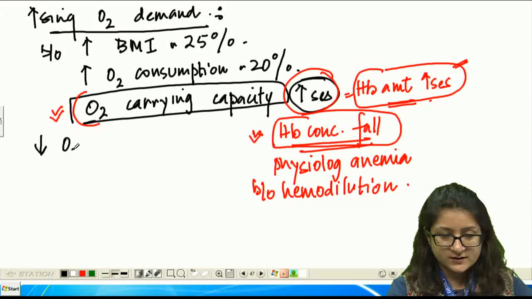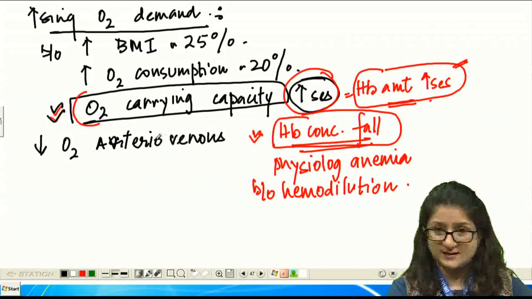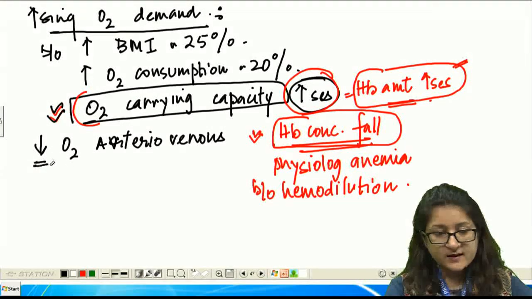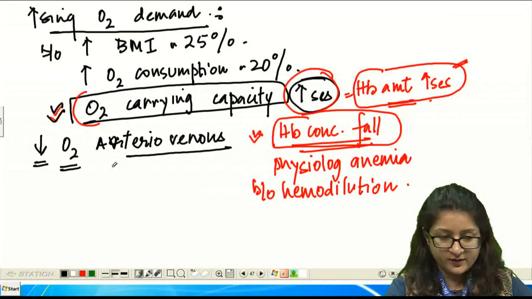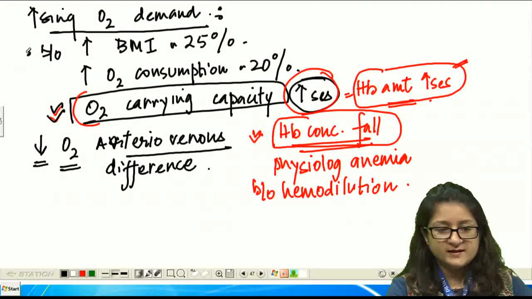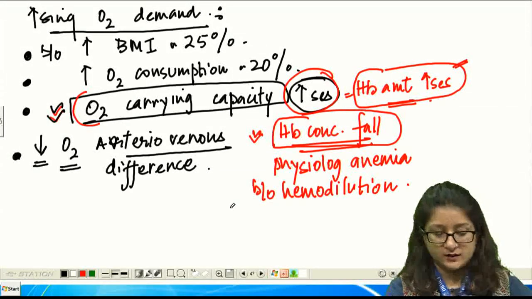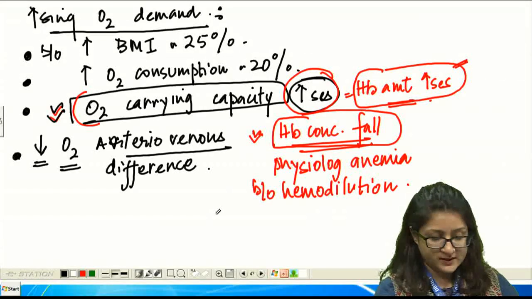Secondly, there is decreased oxygen AV difference. AV is arteriovenous difference. Because of this increasing oxygen capacity, the blood is more oxygenated, so there is decreased oxygen arteriovenous difference. So these are the four important points that you have to remember about the metabolic demands or the oxygenation.